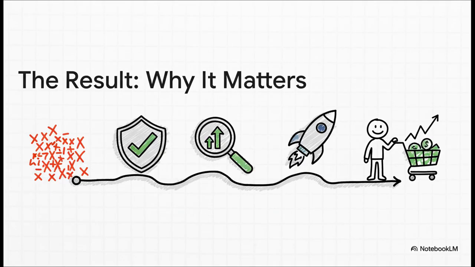And why do we do all of this? Well, the result is pretty simple. First, no more errors stopping you in your tracks. But even more importantly, clean data leads to better search visibility, which means more customers can find you. And finally, it means faster listing approval. So what's the big takeaway here? Mastering your data isn't just about avoiding annoying errors. It's about building a better, smarter, and more successful business on Amazon.